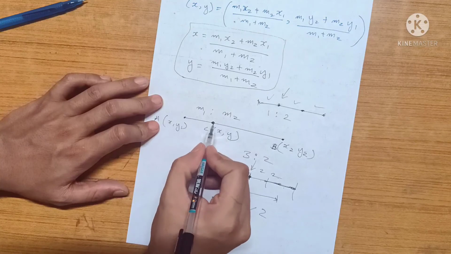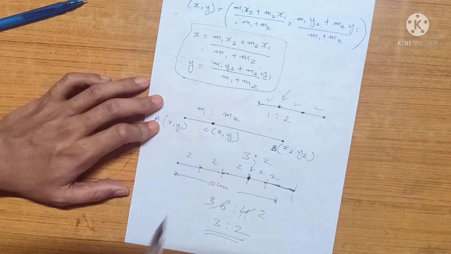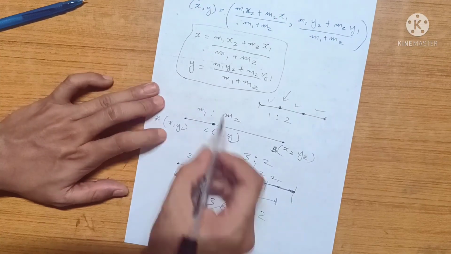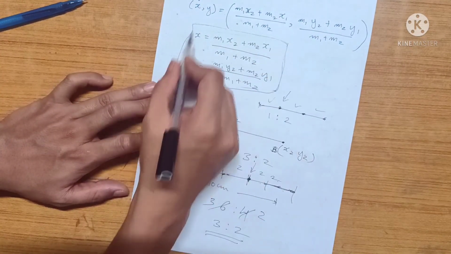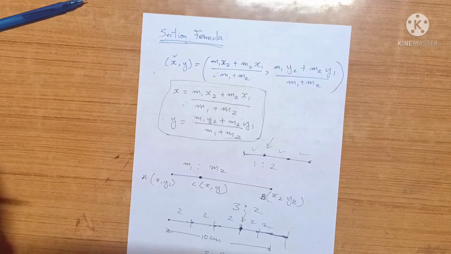So let me repeat that. Whatever point is dividing the line in m is to n ratio, the coordinate of that point, we can find it out by using this formula. So that's called the section formula. You can write down the formula and keep it.